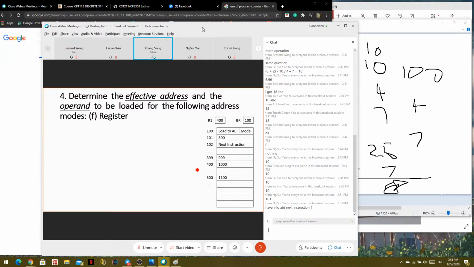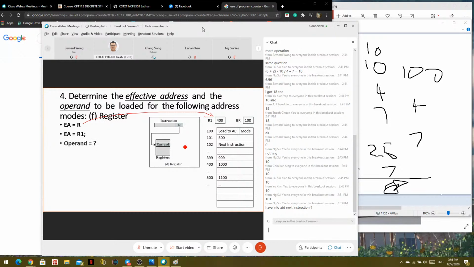And the next one is the register. Register is a bit different. So now register EA equals R, which means the register itself. So R is actually referring to R1. So we don't care about this one already when we talk about register addressing mode. It will directly refer to this. So what is inside R1 is the operand. So the operand is 450.